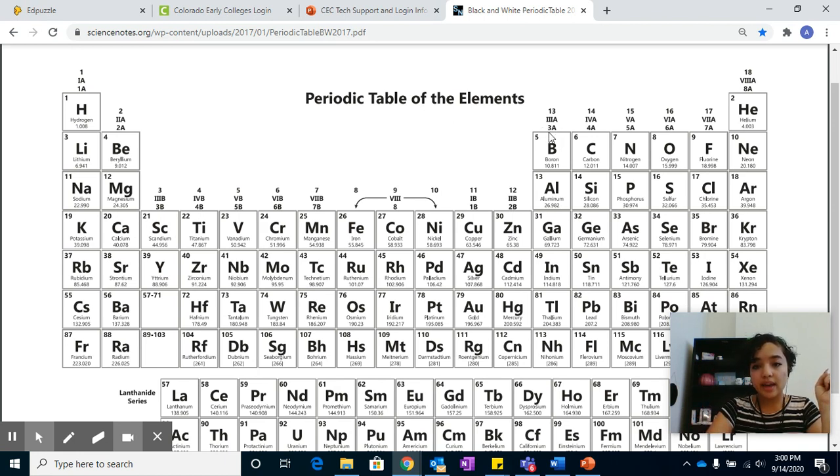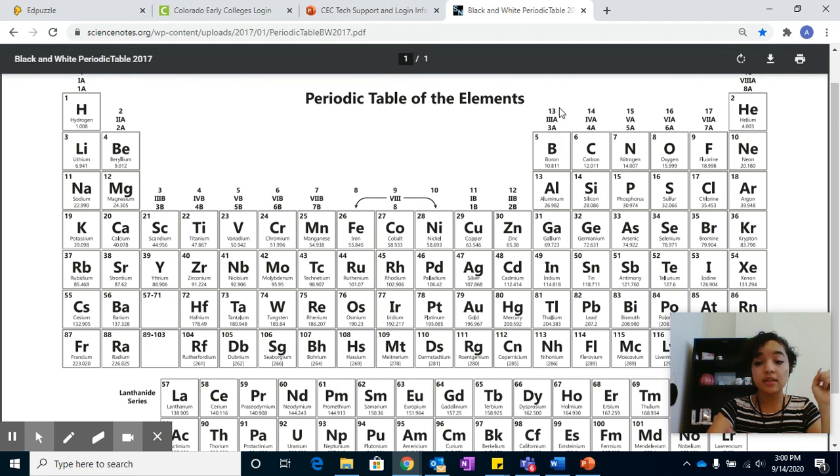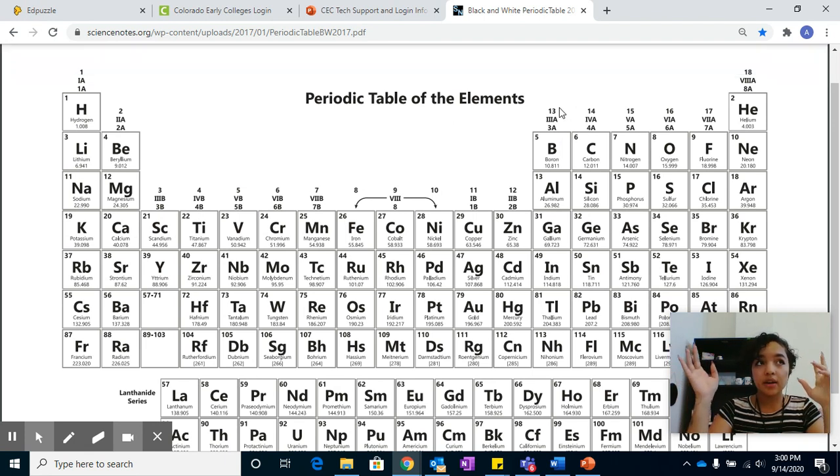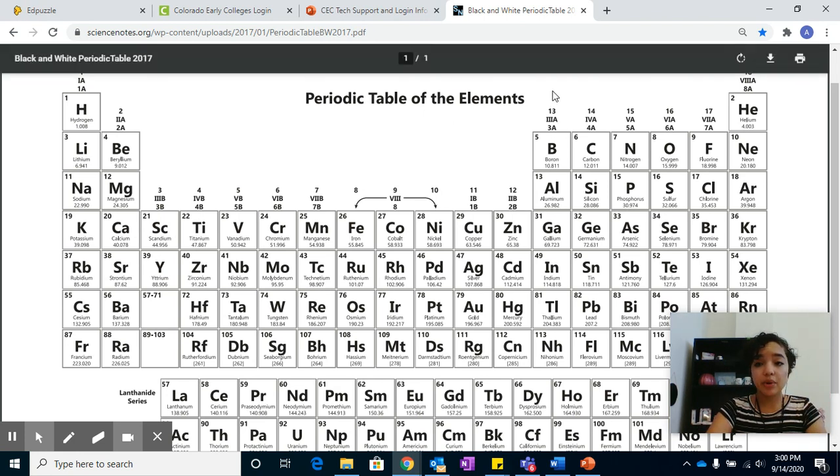This is group 3A or group 13. Just depends on the country that you're in. I'm pretty sure that Americans do the 3A and everyone else does group 13. I'm not sure. I might have that backwards. But all of the atoms in group 3A have 3 valence electrons.